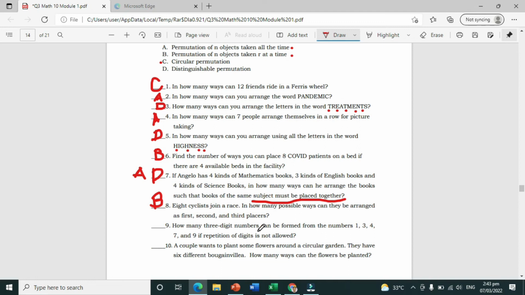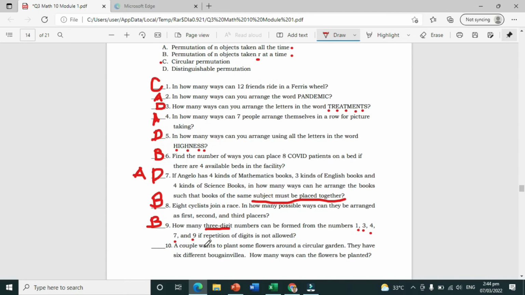Number 9. In how many 3-digit numbers can be formed from the numbers 1, 3, 4, 7, and 9 if repetition of digits is not allowed? Ilang numbers meron? 1, 2, 3, 4, 5. Pero ilang digits lang ang pwede? 3. So, out of 5, 3 numbers lang yung pwede. So, this is taken R at a time. So, letter B pa rin.